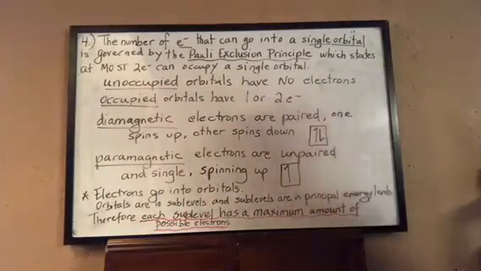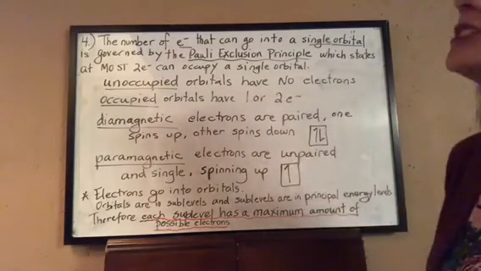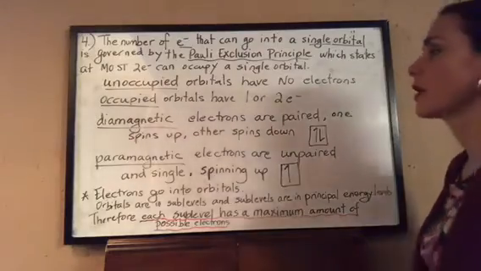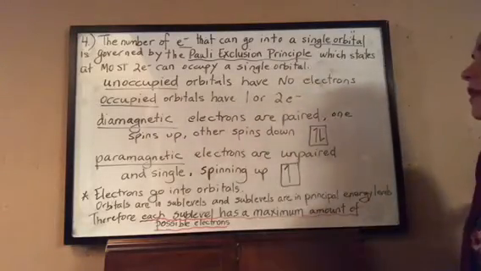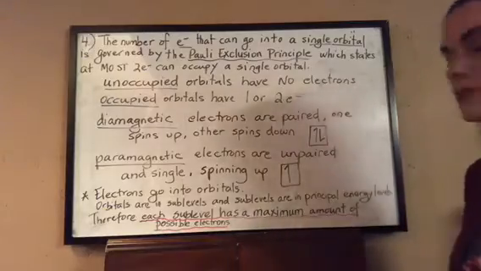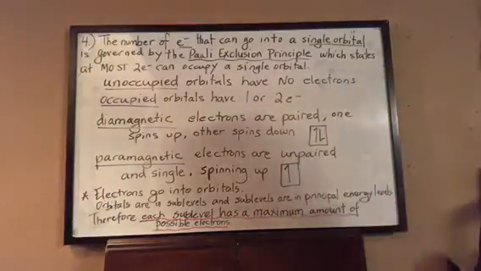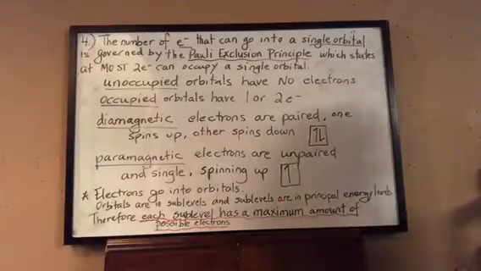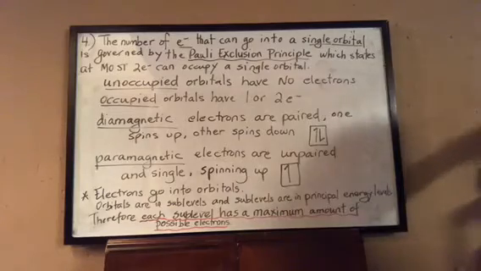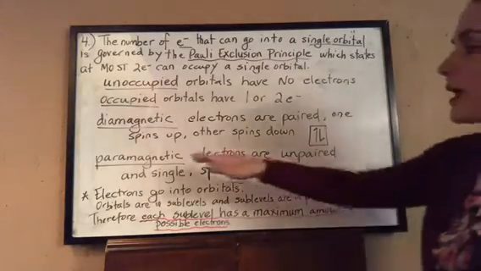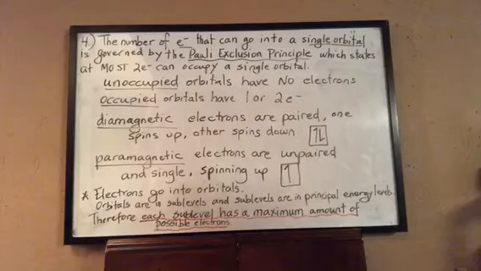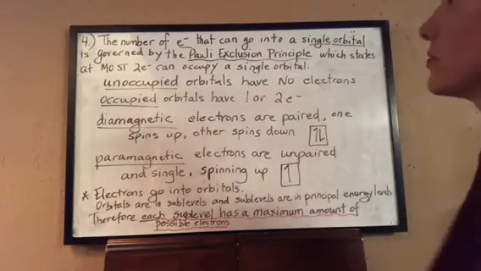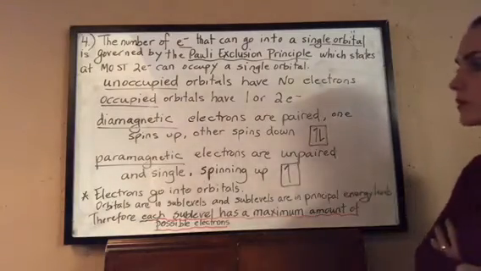shape, or complexity. When an orbital has no electrons in it, we say it's an unoccupied orbital. When an orbital has 1 or 2 electrons in it, we say that it's an occupied orbital. When you have electrons that are paired within an orbital, you say that those electrons are diamagnetic. One is spinning up and one is spinning down. They have opposite magnetic spin numbers. When you have paramagnetic electrons, they are unpaired and single, and they're spinning upwards with a magnetic spin number of m sub s of +1/2. So these are some terms that are used to describe the electrons and the orbitals.